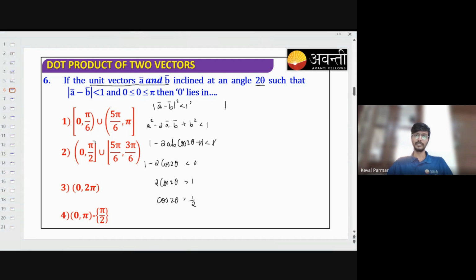What is cos 2 theta, guys? Do we know any formula? Yeah. It is 1 minus 2 sine square theta is greater than half. That means, rearranging it, 2 sine square theta is less than half.